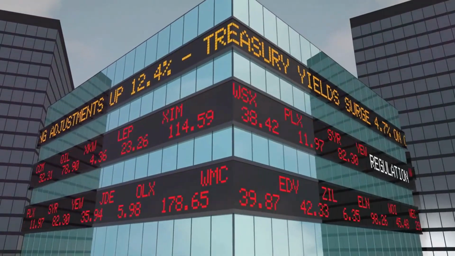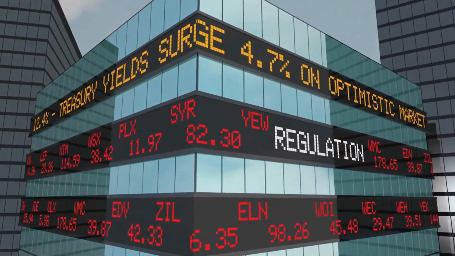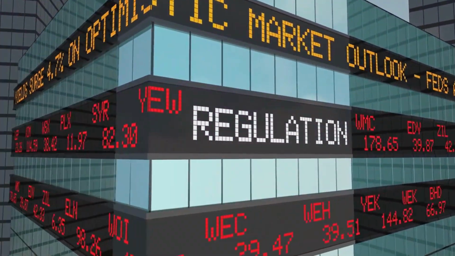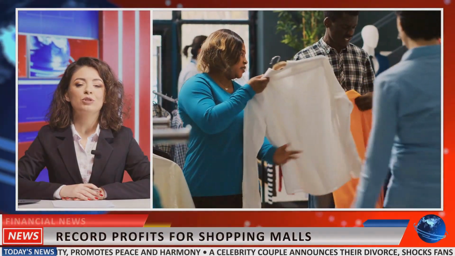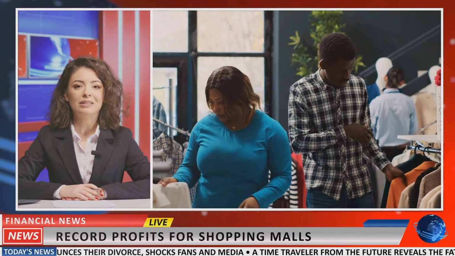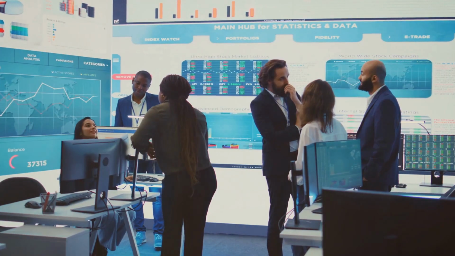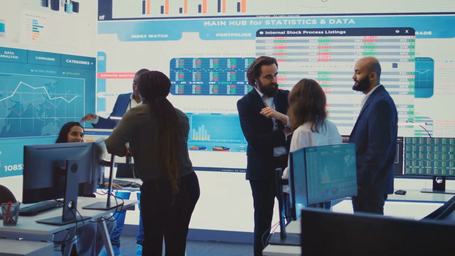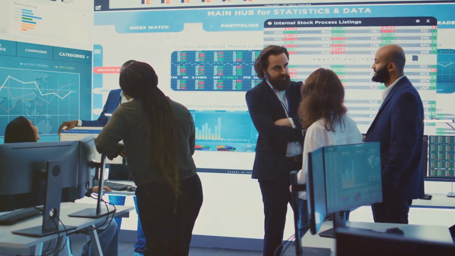Wealth effect. Rising stock prices during QE can create a wealth effect. As the value of portfolios increases, investors feel wealthier and are more likely to spend, which further stimulates the economy. This also improves consumer confidence and demand, supporting business earnings.